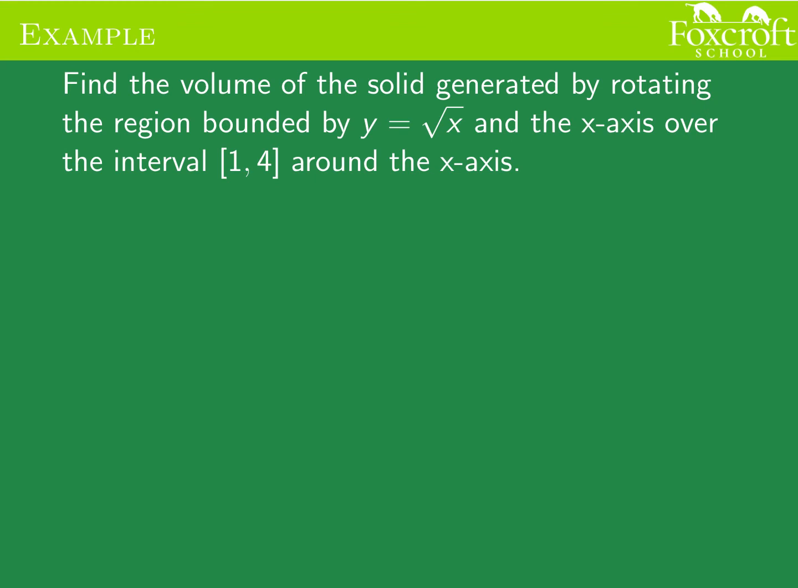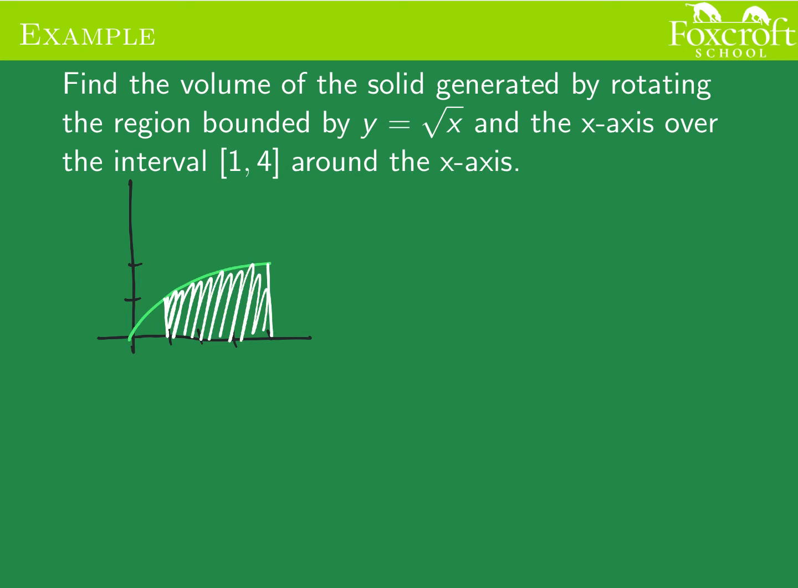All right, so find the volume of the solid generated by rotating the region bounded by y equals the square root of x and the x-axis over that interval. So let's draw a picture first. The square root of x function just looks like that. The area bounded by the square root of x and the x-axis, so we're looking between those two things in the interval 1 to 4. So this is the area we're talking about, our two-dimensional area.